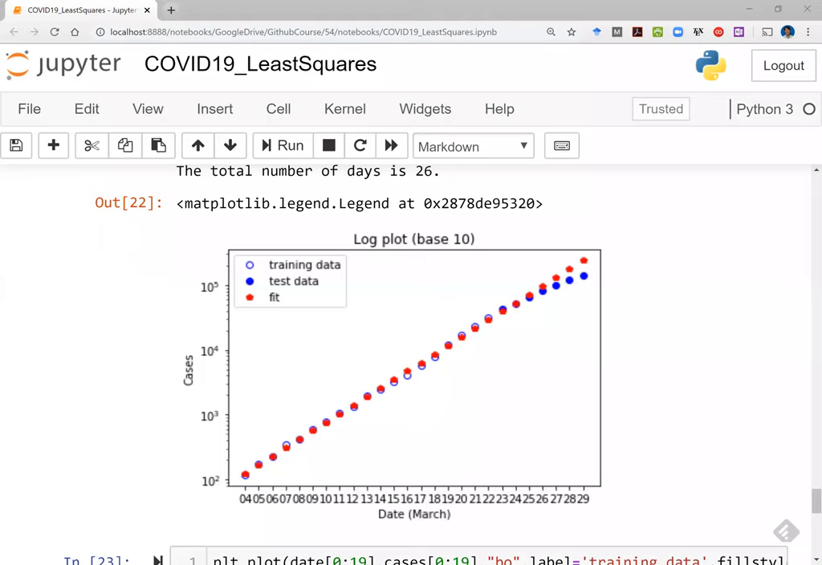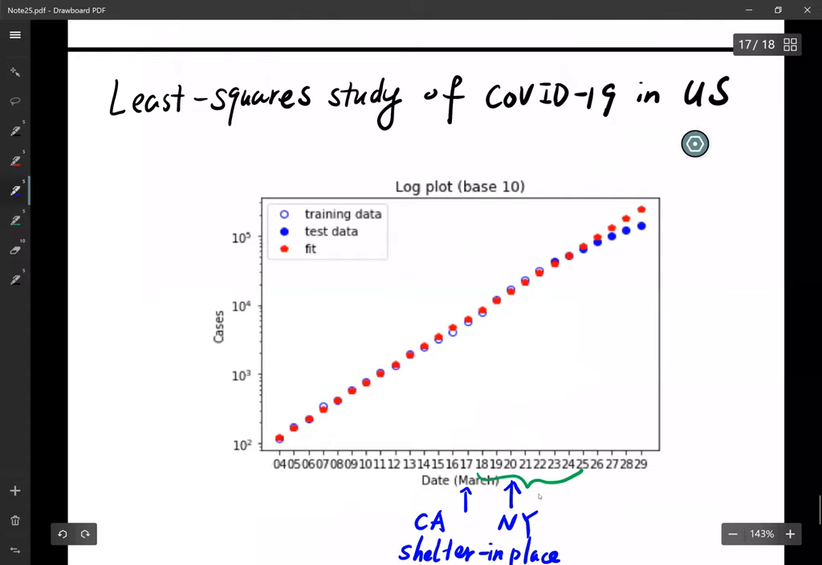this is a Zoom thing. Need to go back here. So the real thing is that this model assumes that really nothing is done to curb the growth of the number of confirmed cases. We know that in California, the shelter-in-place order was enforced on March the 17th, and for the epicenter now, which is New York, it was enforced on March the 20th.